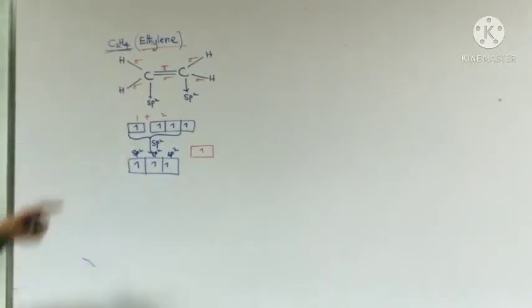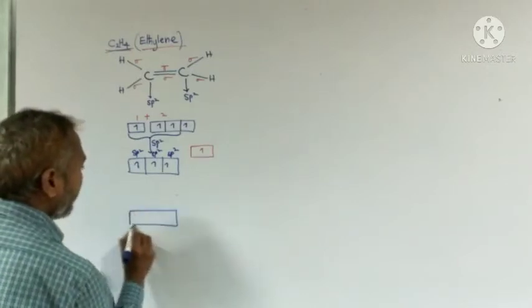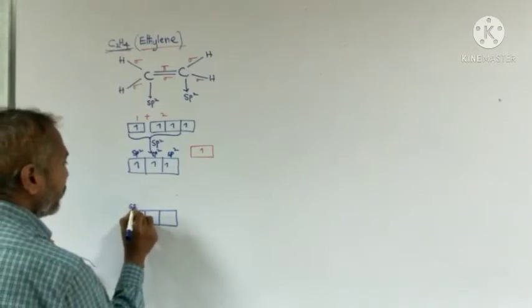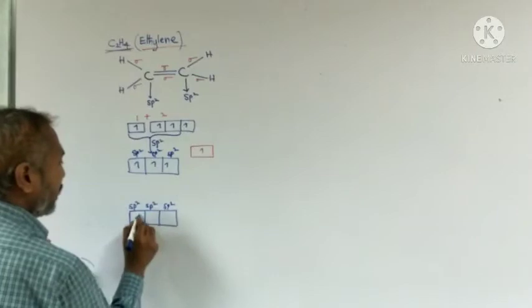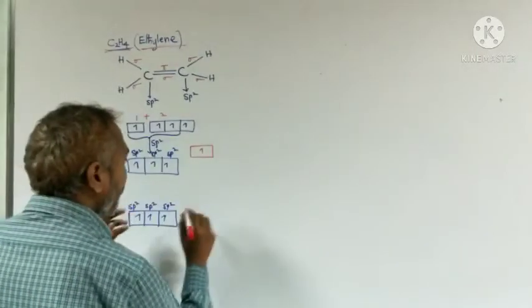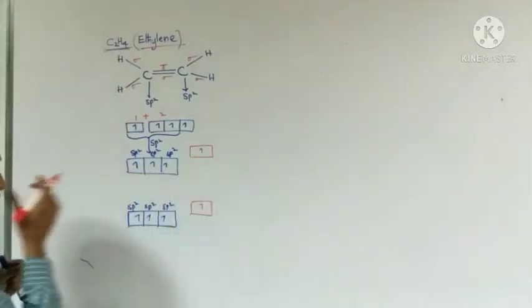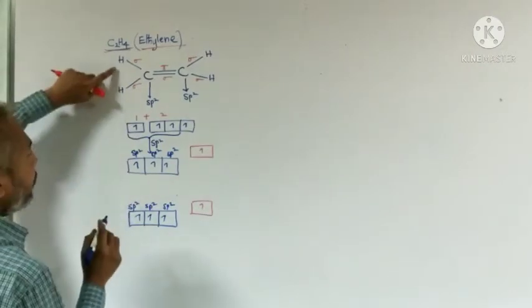This is the C2 carbon. C2 carbon also, what happened here? C2 carbon contains 3 sp2 hybrid orbitals, each containing an unpaired electron. Next, 1 unhybridized p orbital is there. It is the C2 carbon. So how many hydrogens are here?